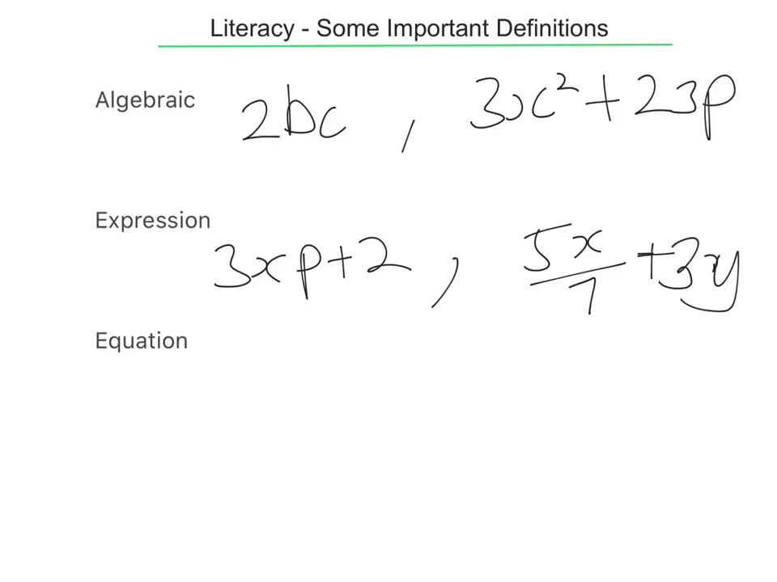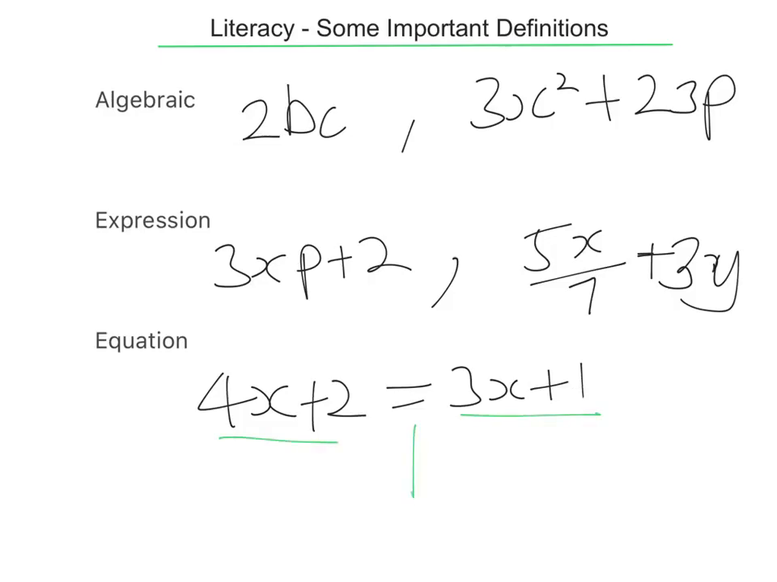An equation actually is two expressions with an equal sign between them. So 4x plus 2 equals 3x plus 1 is an example of an equation. They have an expression on either side of an equal sign.